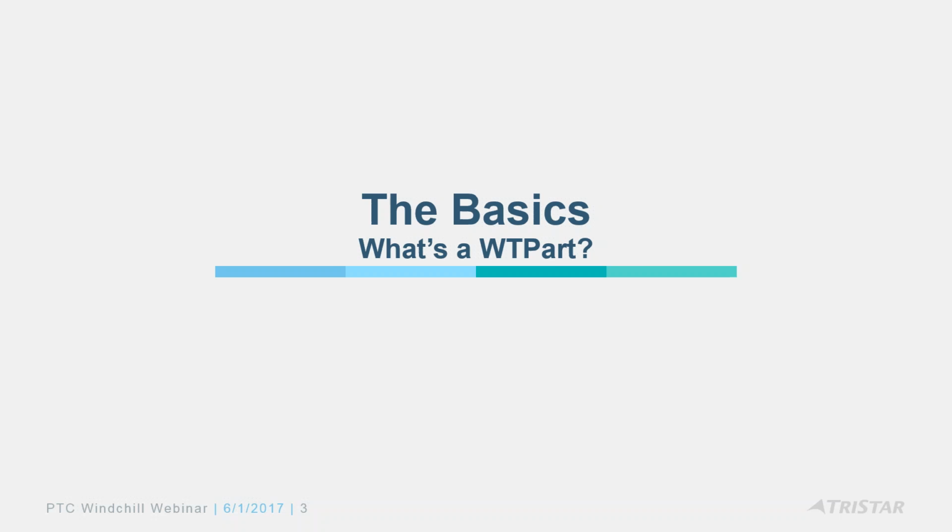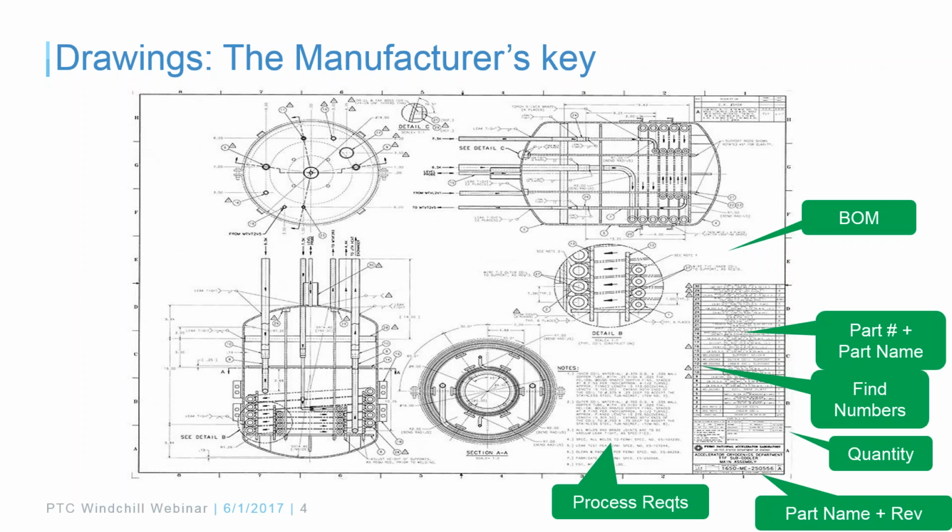Okay, so the basics, what is that WTPart? Traditionally, the way that BOMs are managed in a lot of companies is through a drawing, right? So the drawing is pretty much the manufacturer's key. If the drawing is lost, it has to be recreated, or else we don't have information to input into ERP, or manufacturing doesn't have any reference to what the part is. So someone needs that drawing.